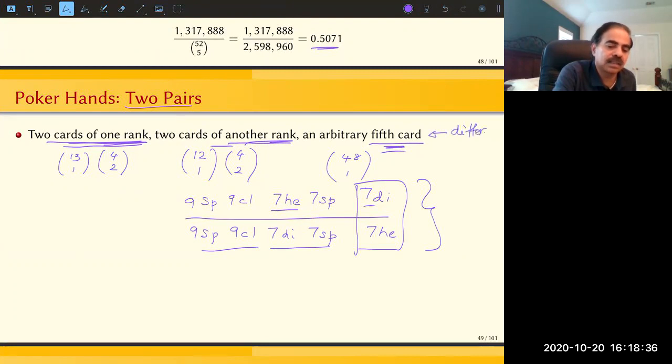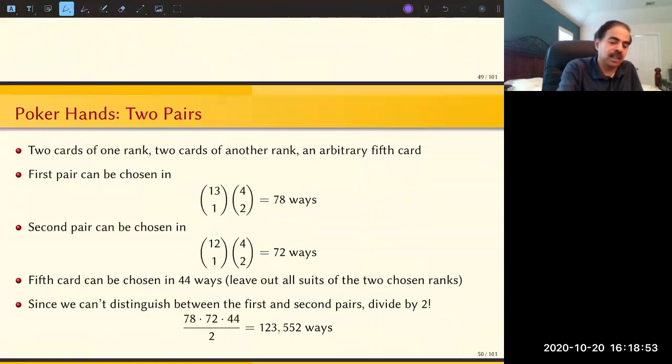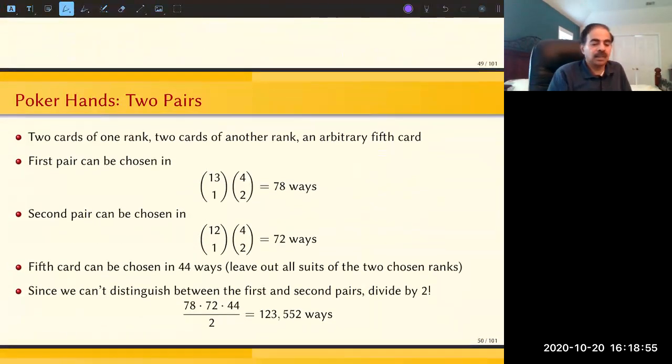As I said, when I go to the next slide, I might find out that there is an additional condition, and it is not an arbitrary fifth card. It is different from the other two.